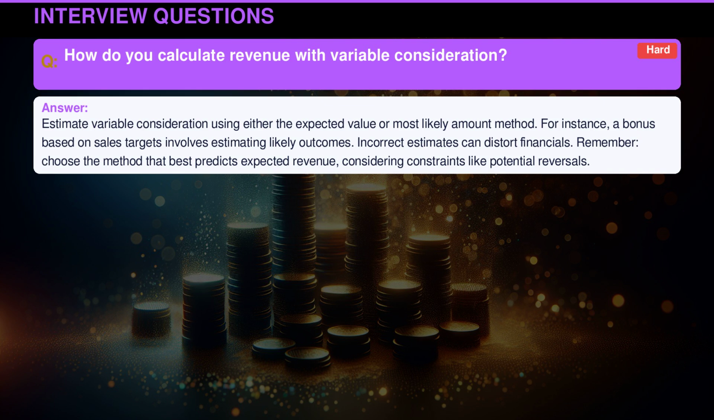Estimate variable consideration using either the expected value or most likely amount method. For instance, a bonus based on sales targets involves estimating likely outcomes. Incorrect estimates can distort financials. Remember, choose the method that best predicts expected revenue, considering constraints like potential reversals.